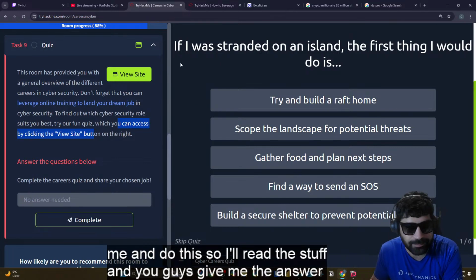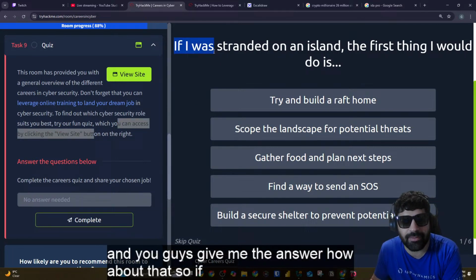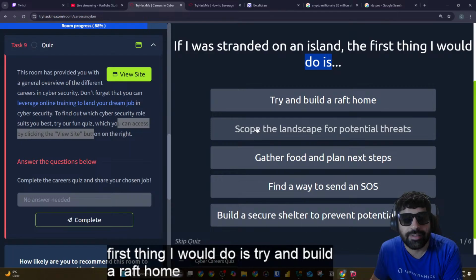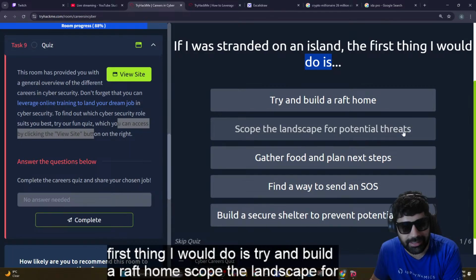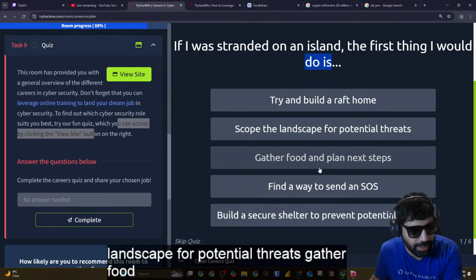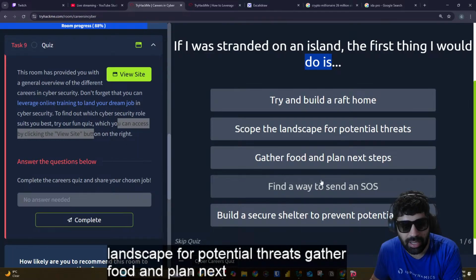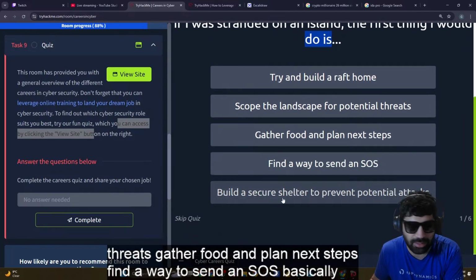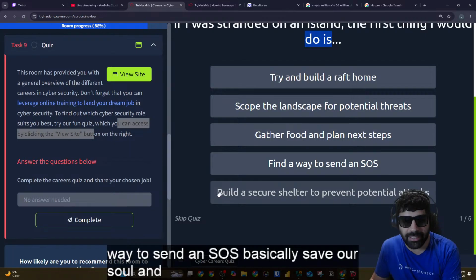How about that? If I was stranded on an island, the first thing I would do is try and build a raft home, scope the landscape for potential threats, gather food and plan next steps, find a way to send an SOS, basically save our souls, or build a secure shelter.